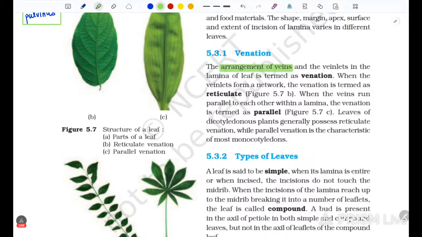Okay, venation is the arrangement of veins and veinlets in the lamina of the leaf, that is termed as venation. So what is venation? Venation is the arrangement of the veins in the leaflet.